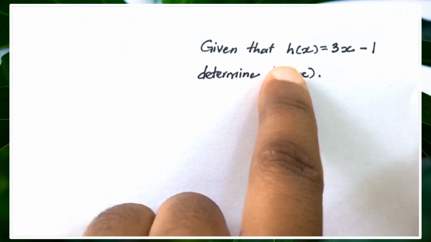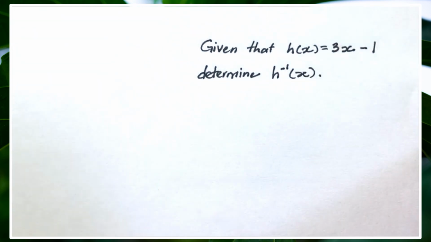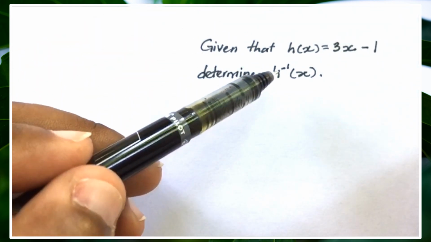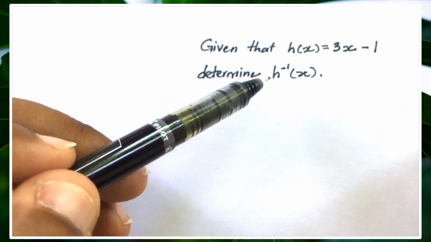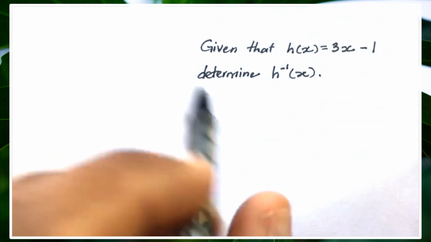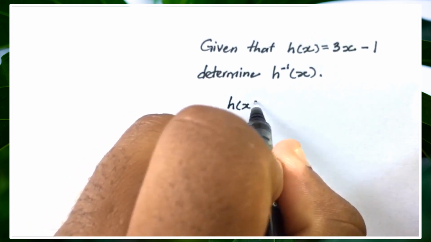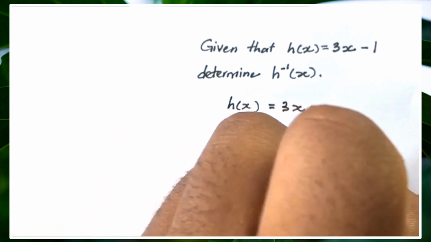Given that the function h of x is equal to 3x minus 1, determine the inverse, and this is how we write it, h to the negative 1, h inverse of x. It's just a few procedures that we should follow. So I'm going to start off with the original function. h of x is equal to 3x minus 1.